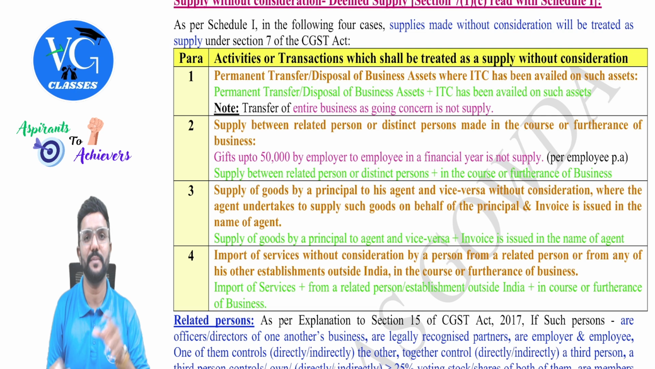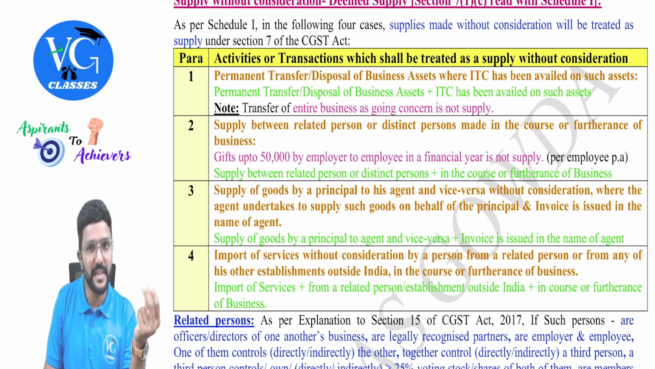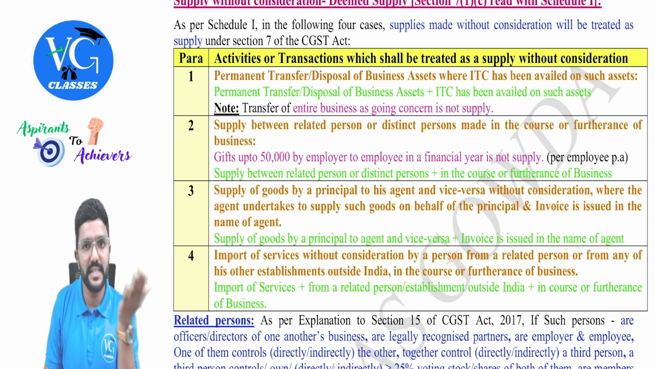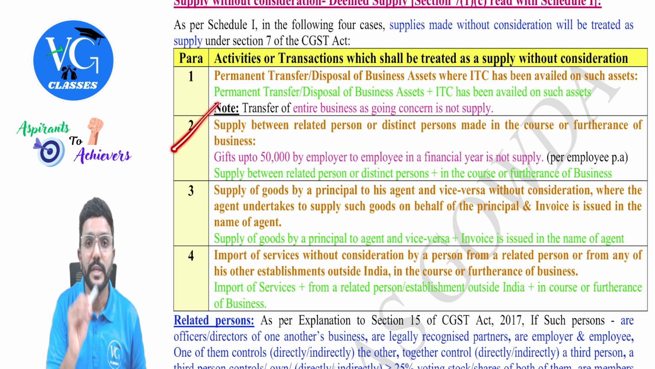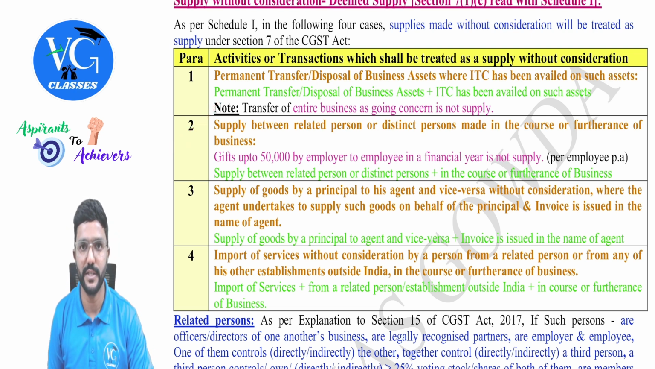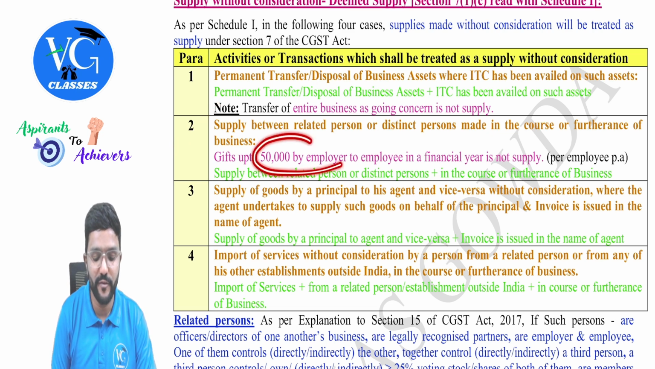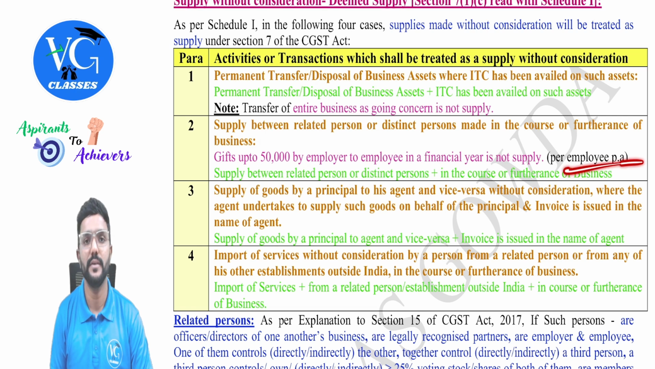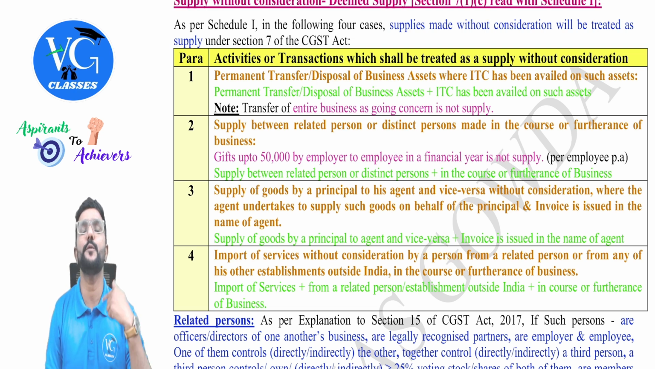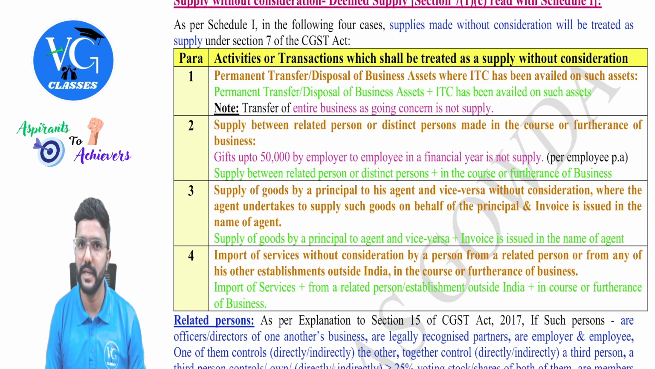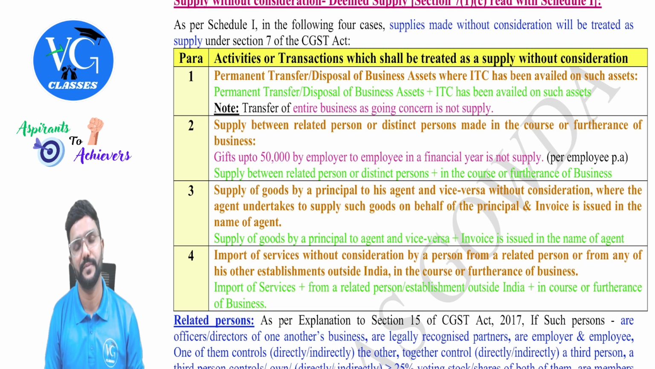But here, for GST purpose, from the employer's point of view, who is the supplier of the gift now? If he is giving any gift to the employee, is it a part of para 2? Yes, but one exception is there. If the value of the gift is 50,000 per year per employee, then it is not taxable. Sir, what if it is more than 50,000? If it is more than 50,000, the entire value of the gift is taxable and the employer, being the supplier, is liable to pay GST on it, guys.